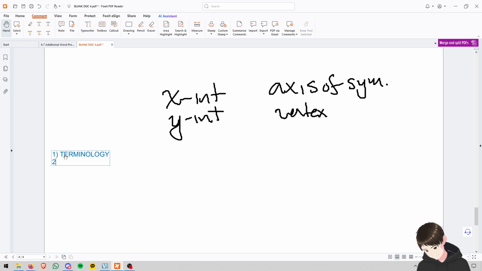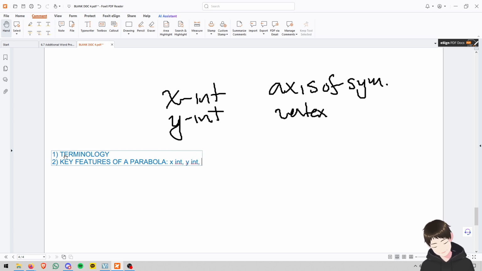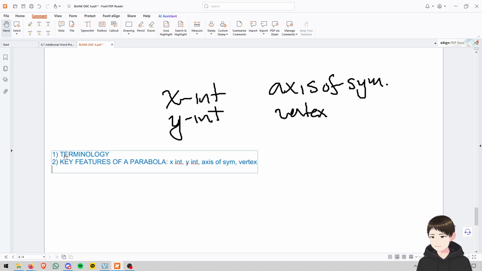So that would be standard form, vertex form, x-intercept form. You should be able to identify key features of a parabola, such as x-intercept, y-intercept, axis of symmetry, and maybe vertex, and also be able to calculate them. How would you calculate that?